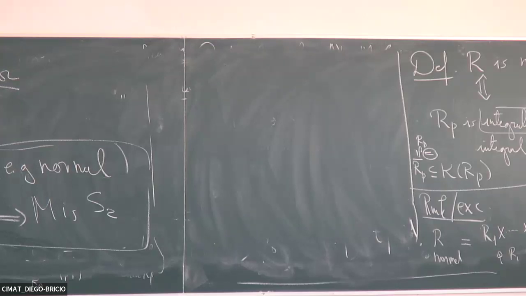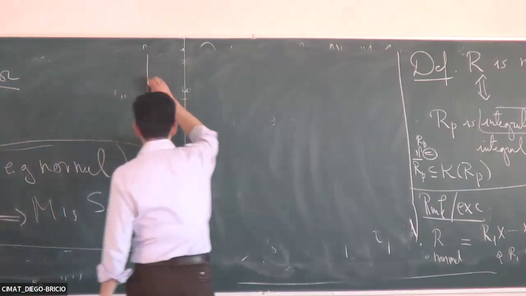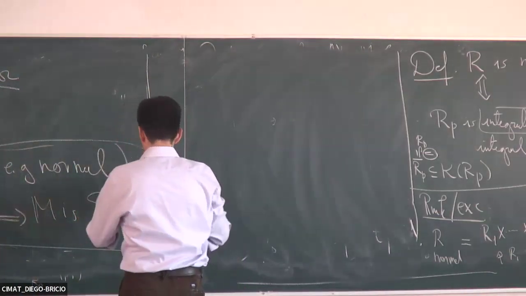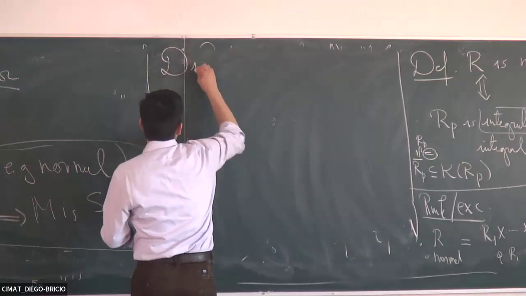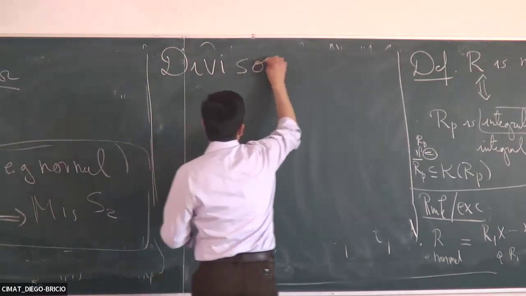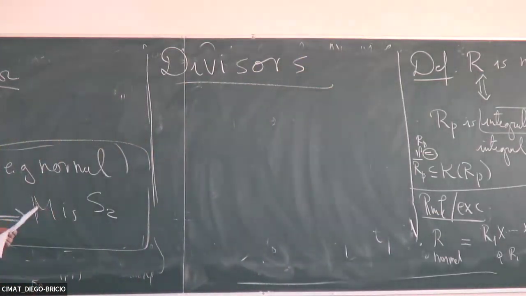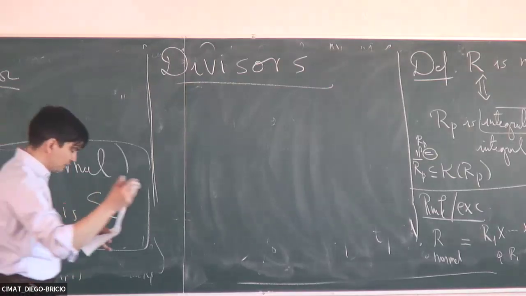Yeah. Now, next ingredient, that's for normal rings for now. Let's talk about divisors. Divisors, we'll see, are the computational counterpart of reflexive modules. They are a bookkeeping tool. Okay? We'll see what they are.